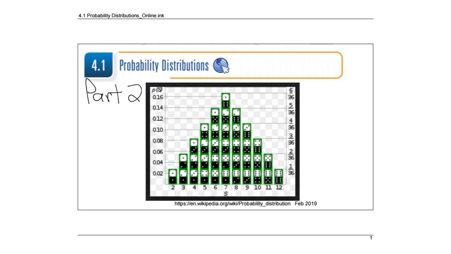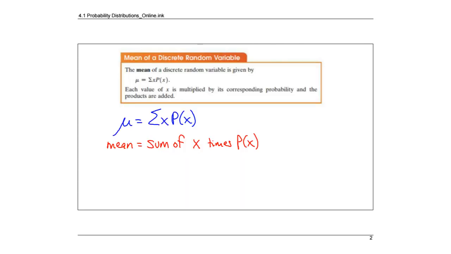All right, let's keep working on 4.1. This is 4.1 part 2.